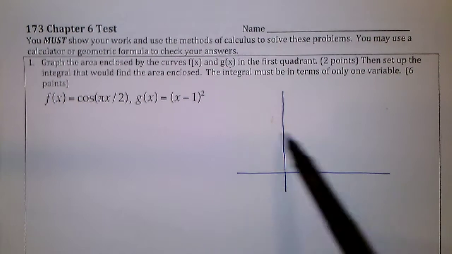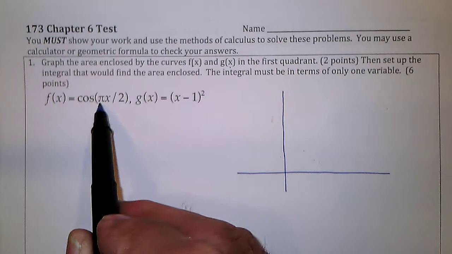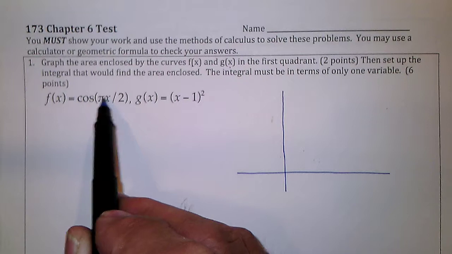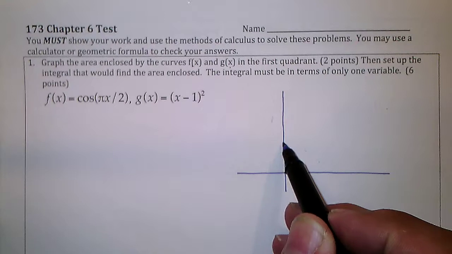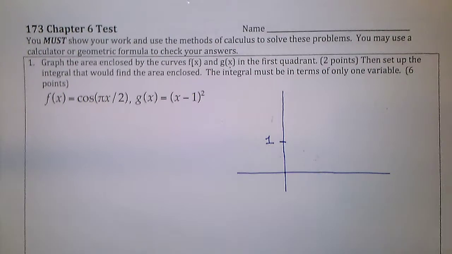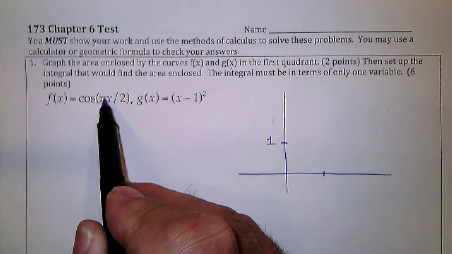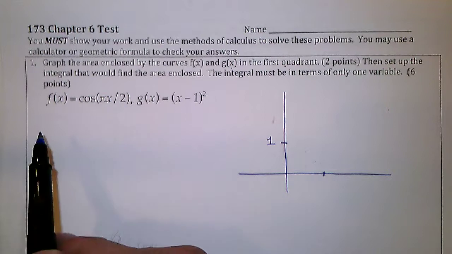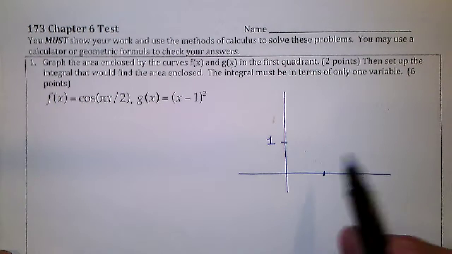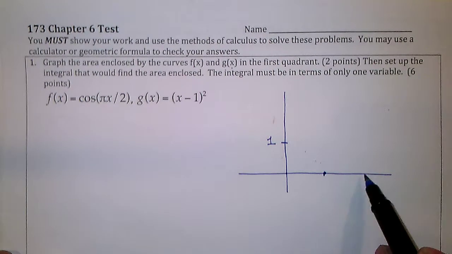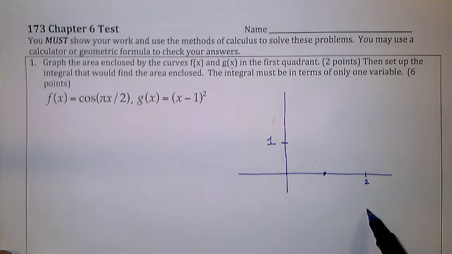Okay, cosine curve, this is just going to change the period, so let's figure out what's going on here. If we put in 0, 0 times pi over 2 is 0. Cosine of 0 is 1. So at 0, it's 1. If we put in 1, pi times 1 is pi, divided by 2 is pi over 2. And cosine of pi over 2 is 0. If we put in 2, we get cosine of pi, which is -1.